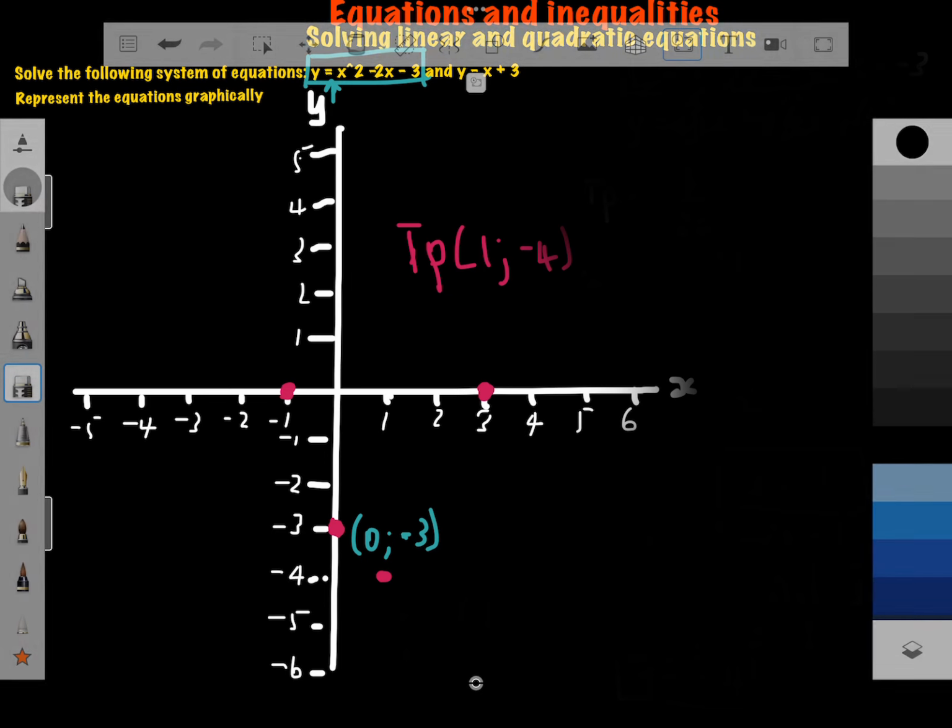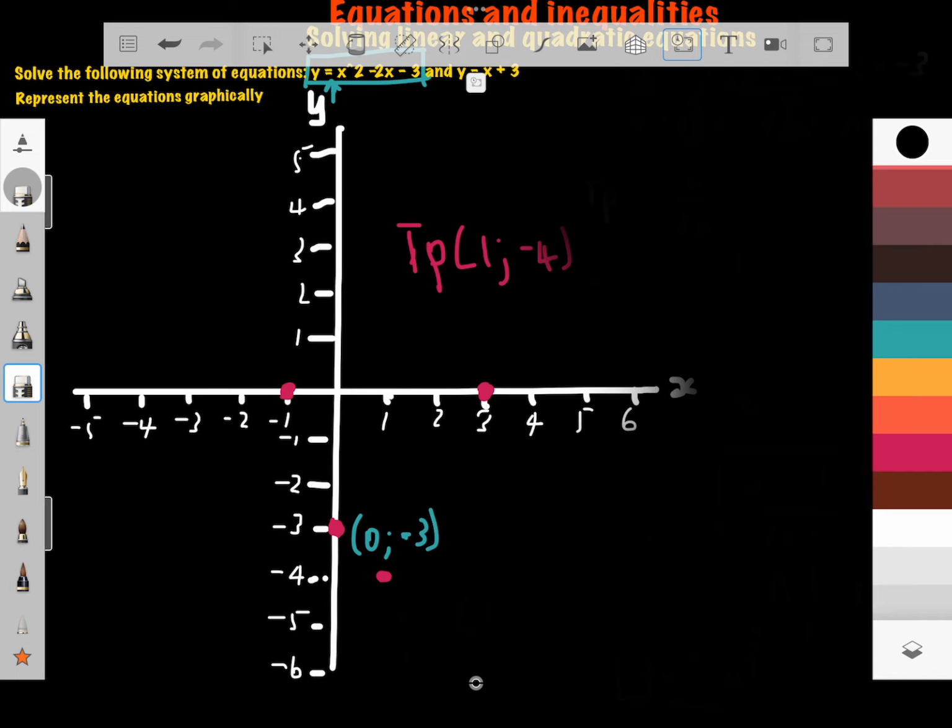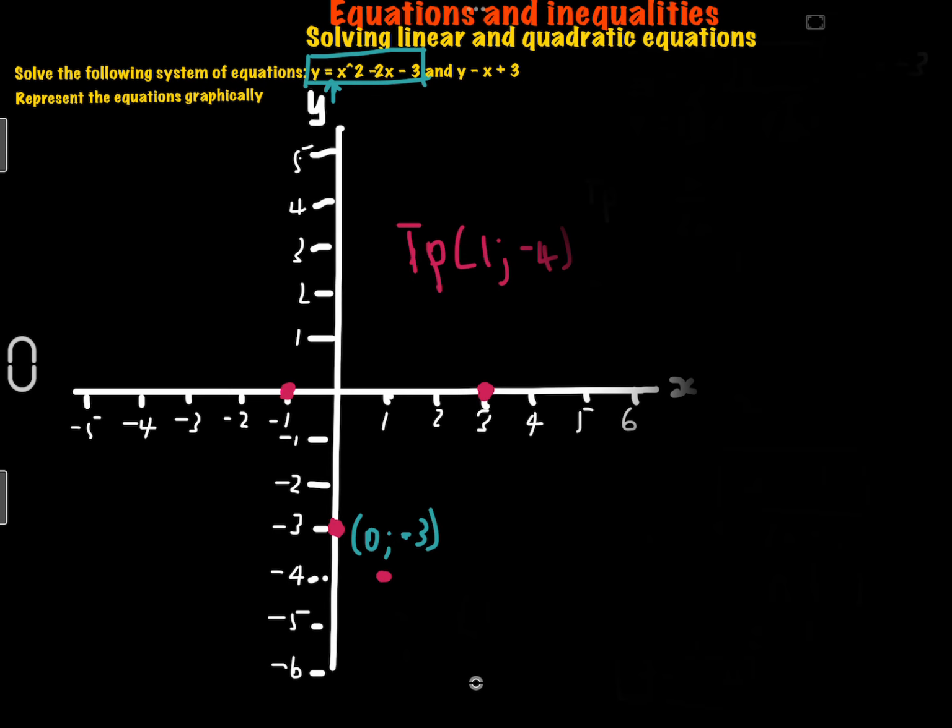Okay, so I know my turning point is at this point here. This is my turning point of my quadratic equation. So I know my turning point is at this point when x is equal to 1 and y is equal to -4 at this point here. So what I need to do now is to start constructing my quadratic, or rather representing the quadratic equation.